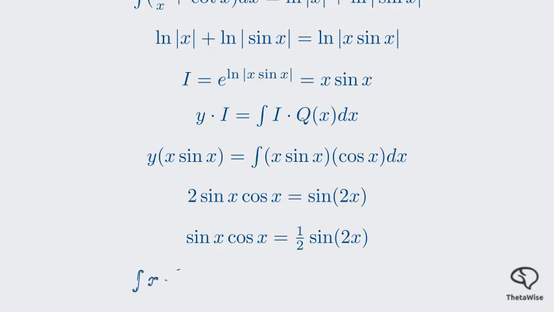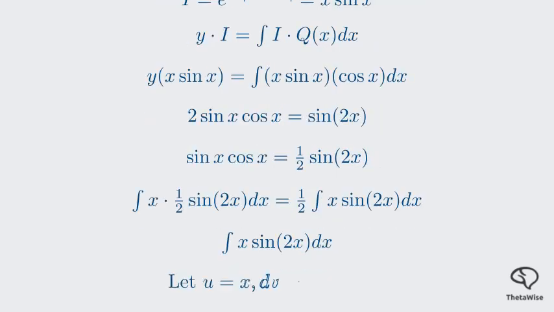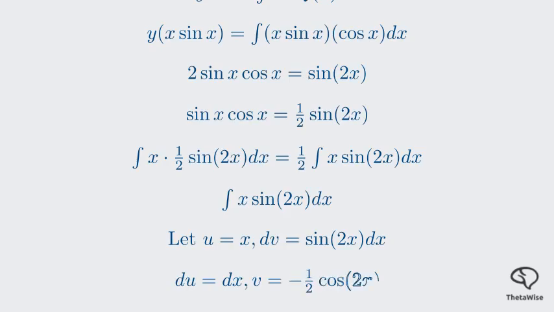Our integral becomes the integral of x times 1/2 sin 2x dx. We can pull the 1/2 out. This integral is now in a form that requires integration by parts. Let's perform the integration by parts separately. We'll let u equal x and dv equals sin 2x dx. If u equals x, then du is dx. If dv equals sin 2x dx, then integrating gives us v equals -1/2 cos 2x.